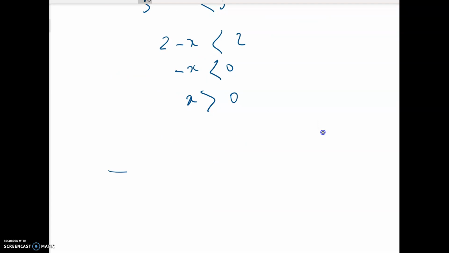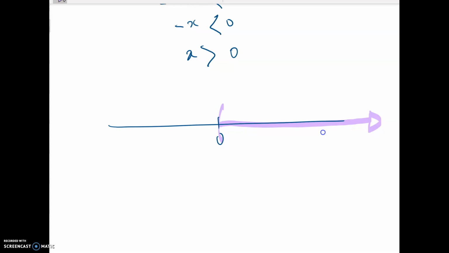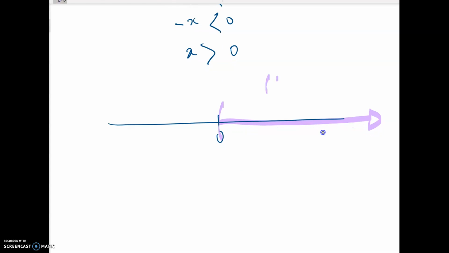So I draw my number line, I plot my 0, because x is greater I am going toward the right, parentheses because there is no equal, and so we end up with a set of solution corresponding to, oops, I need to change that. There we go. The set of solution is going to be 0 to plus infinity. All right, guys. So I think I corrected all the problems. And if you have any question, just let me know.